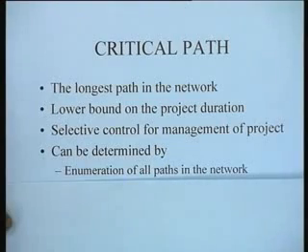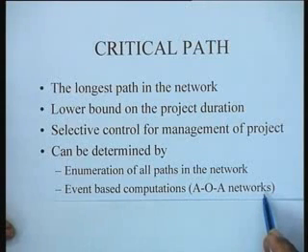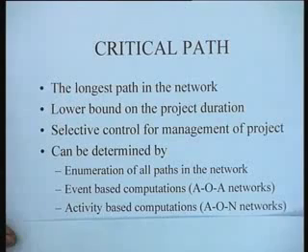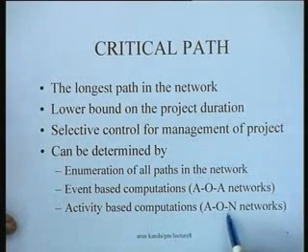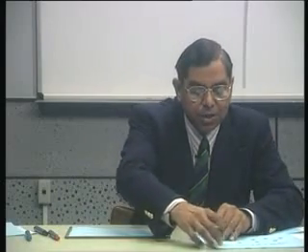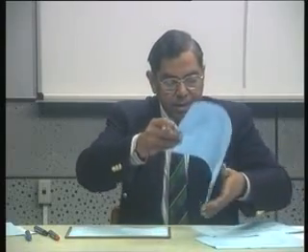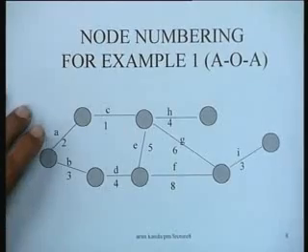So enumeration is something that can be done, or event based computations on AOA networks is another way of dealing with the determination of the critical path, or we could have activity based computations as one tries to do in activity on node networks. Now we shall try to see how this computation can be done, but a prerequisite for a situation of that kind is really that we have our network.